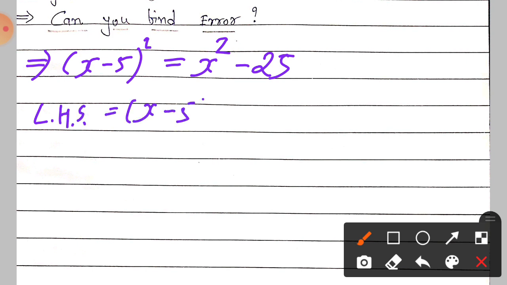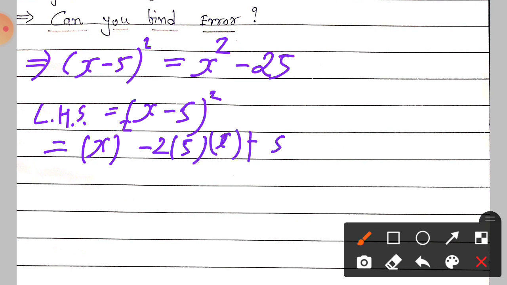X minus 5 whole square. Again we can solve this bracket by using identities. So apply the identity: x square minus 2 multiply 5 multiply x plus 5 square, that is x square minus 10x plus 25. That's your answer. Let's check it with the RHS.